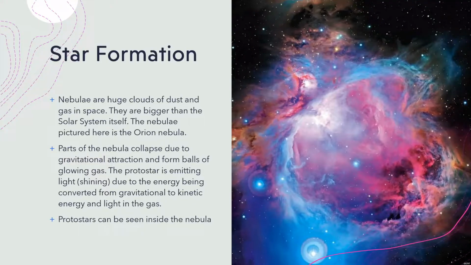So stars form in a nebula. That's because gravity is pulling the dust and the gas together to form protostars. Before they are a main sequence star, they're a protostar. It's actually emitting light due to energy being converted from gravitational to kinetic energy and light in the gas. Also some thermal too. That's why they actually shine, they emit thermal and light energy.